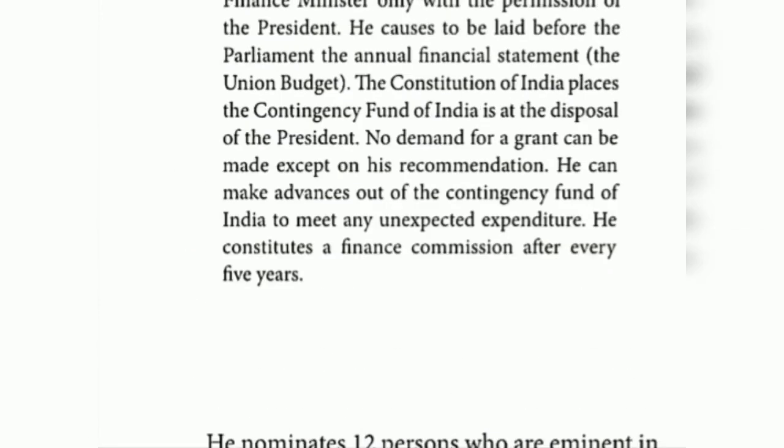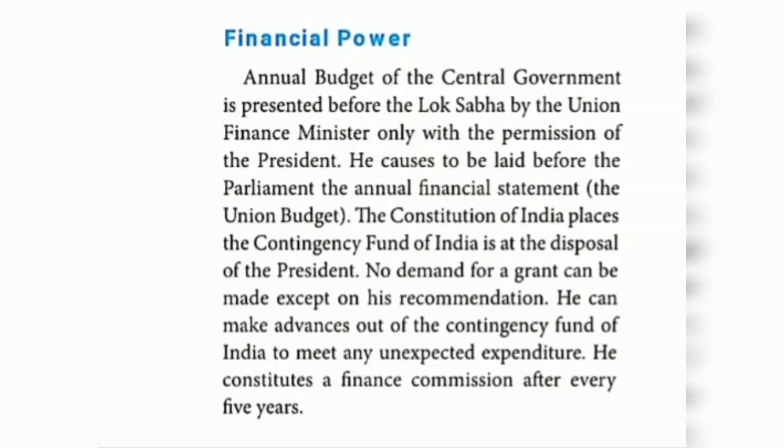Under the financial power, what are the things that are there? Financial power: the annual financial statement, that is the budget. Here the finance minister will present the budget, but only with the president's approval can it be passed in parliament. The annual financial statement, the budget of the central government, is presented before the Lok Sabha by the Union Finance Minister. Only the Union Finance Minister has the eligibility to present the budget, with the permission of the President.